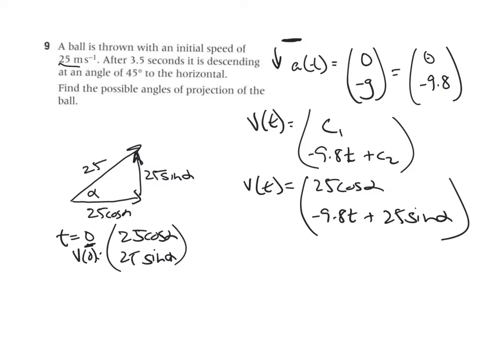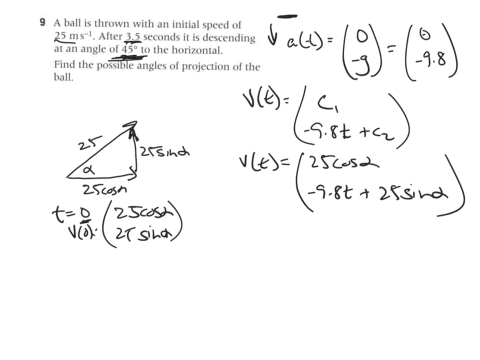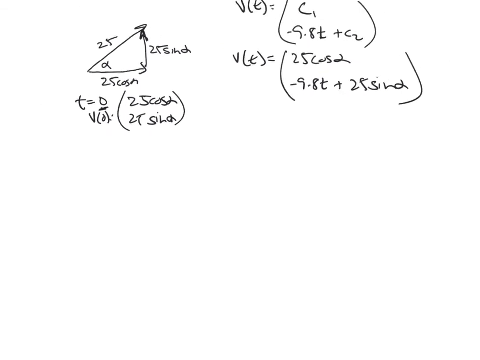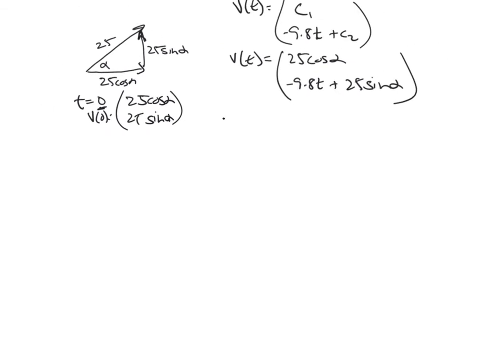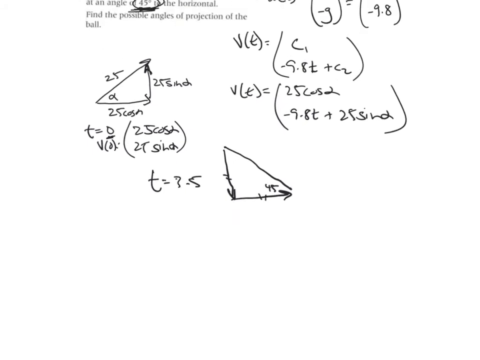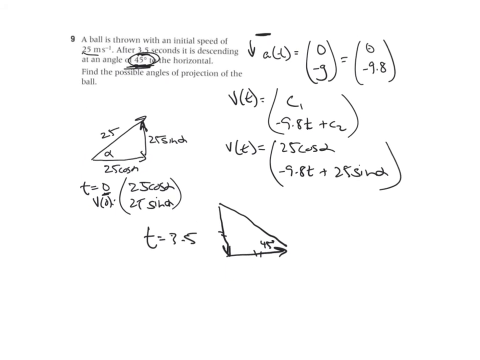All right, and so now, as we continue going through at 3.5 seconds, it's descending at an angle of 45 degrees to the horizontal. And the fact that it's 45 degrees to the horizontal is actually important, because 45 is the only time that the components are equal. So what that means is this projectile is coming down in such a way that the velocity here and the velocity here, if this is 45, that means these components are equal to each other. And this happens at t equals 3.5 seconds.